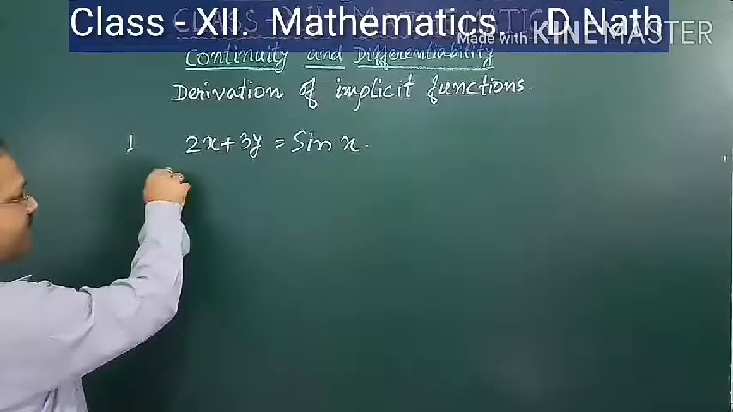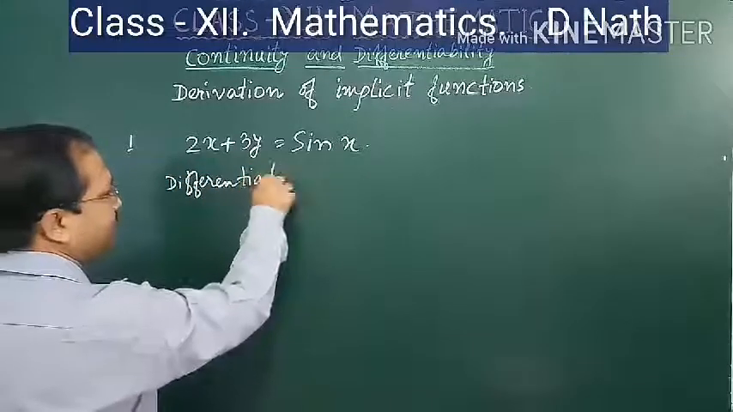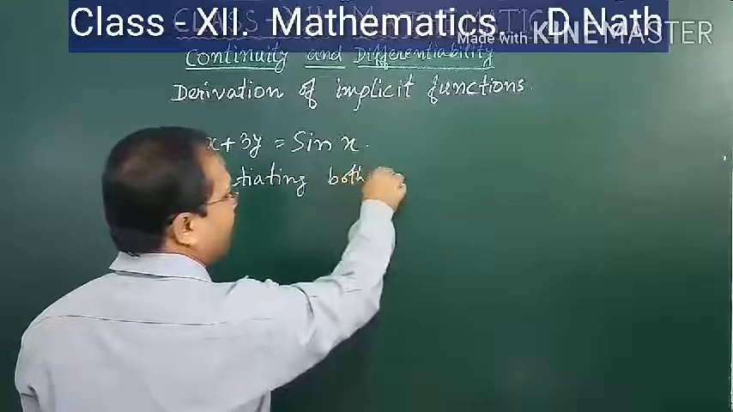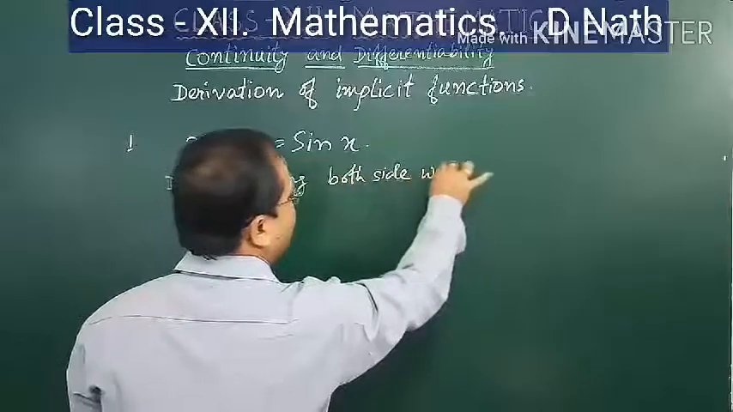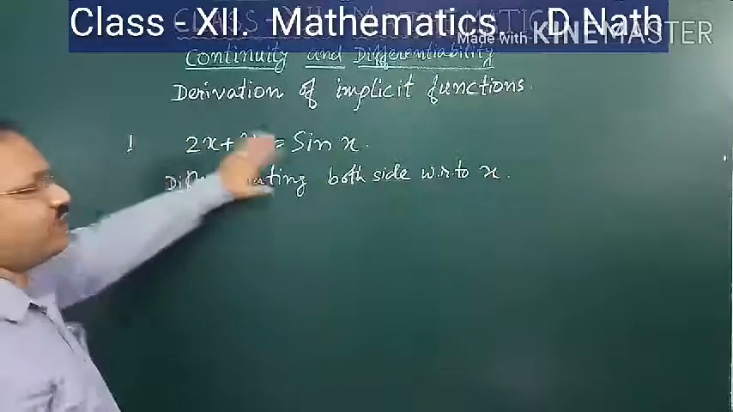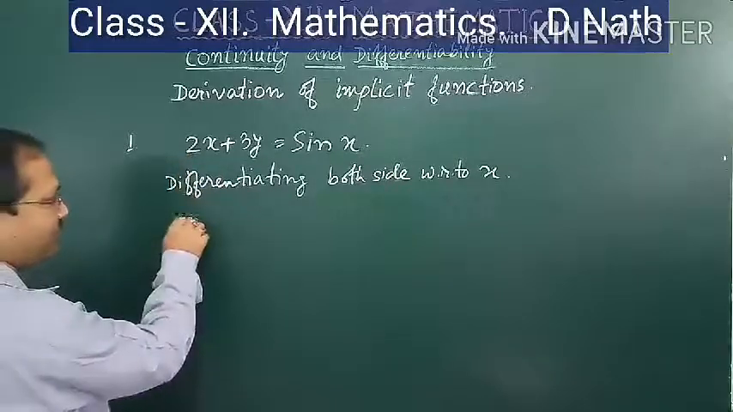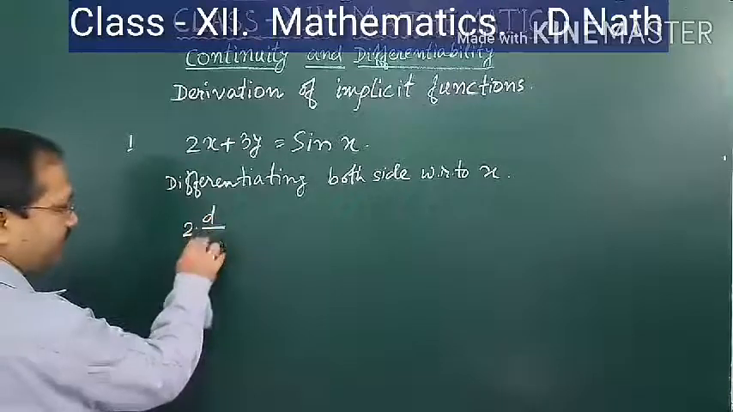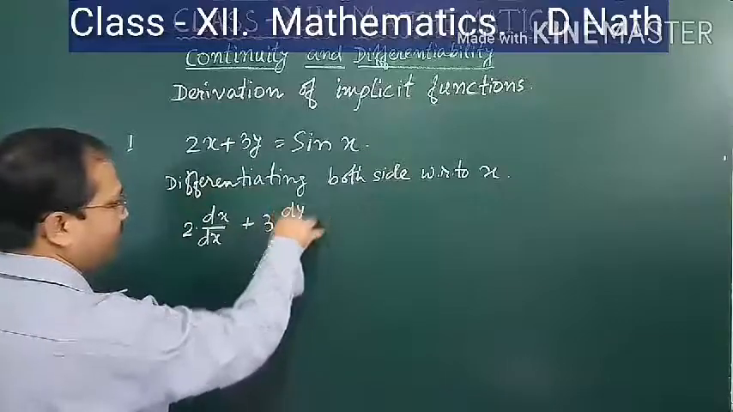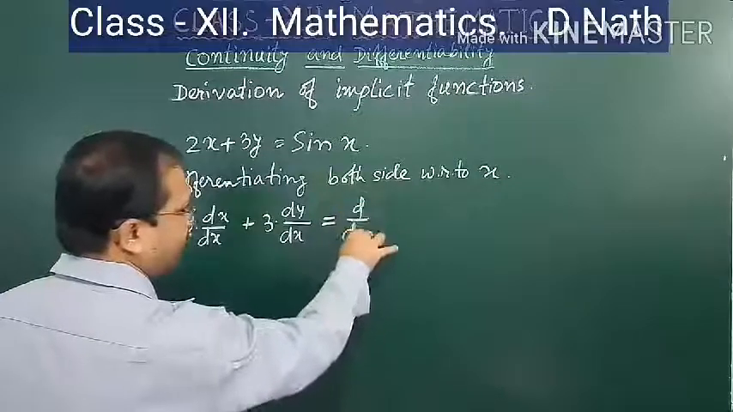So differentiating both sides with respect to x. Both sides we are going to differentiate with respect to x. 2 is a constant, so 2 into d/dx of x, plus 3 into dy/dx, is equal to d/dx of sin x.